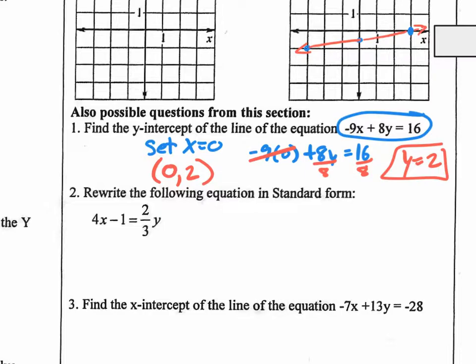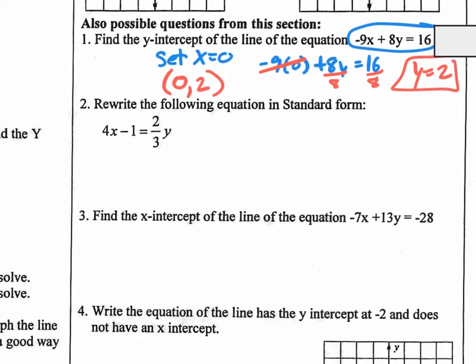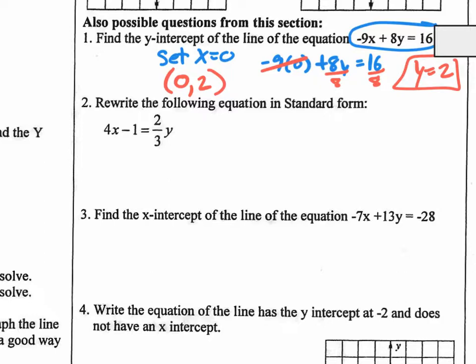Number 2, it says rewrite the following equation in standard form. Remember, standard form is capital A x plus capital B y equals capital C.